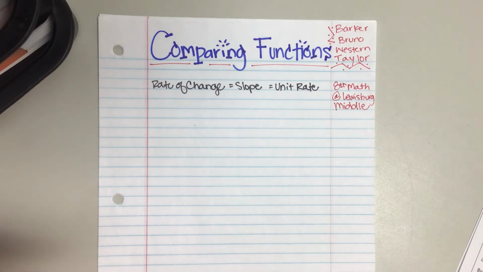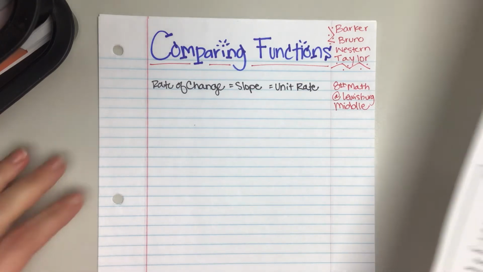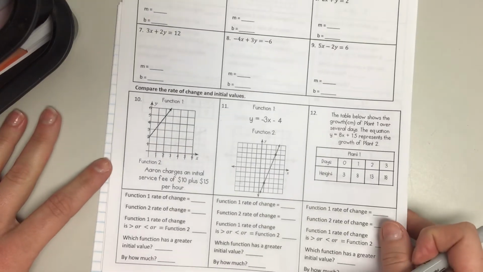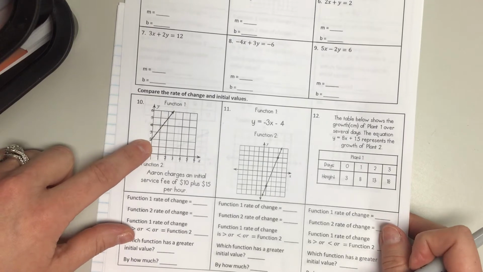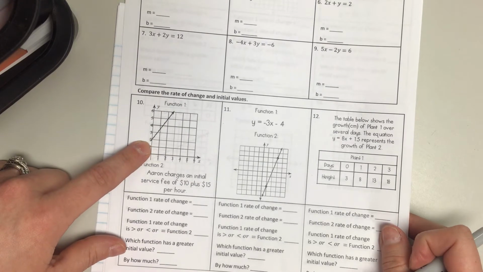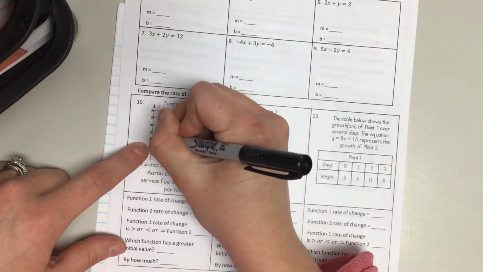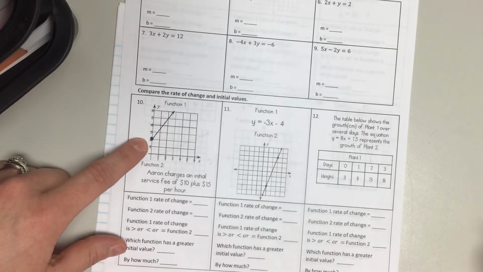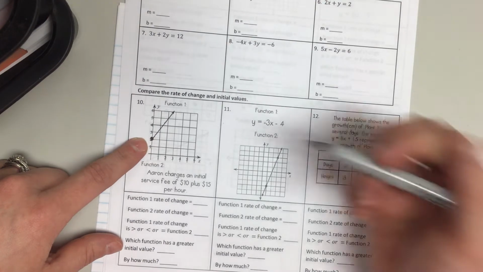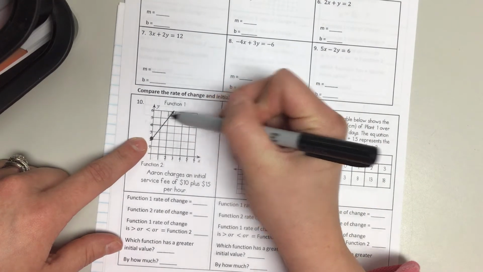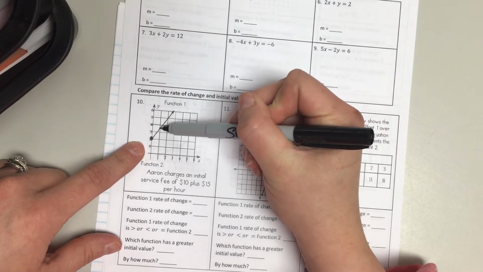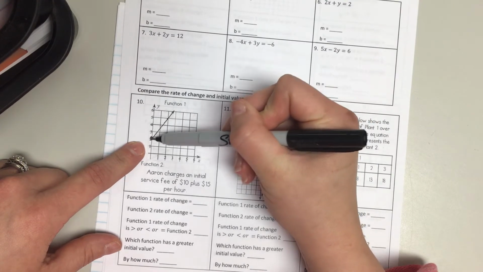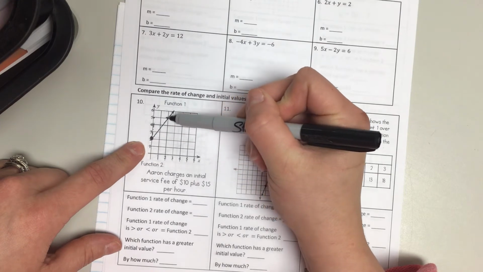Let's go ahead and look at number 10 on your sheet. So I'm going to go ahead and slide this over. Let's look at number 10. So function 1. If I have a starting point right here, that's my initial value. So I'm starting at 2. I need to find a lattice point to help give me that rate of change, that slope. So how much up and over does it go until it gets to another lattice point? That is not a lattice point because it's in between. That is a lattice point. So this goes up 3 over 2.